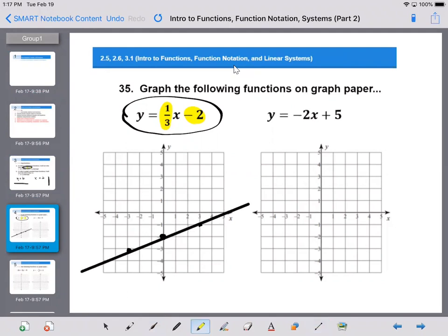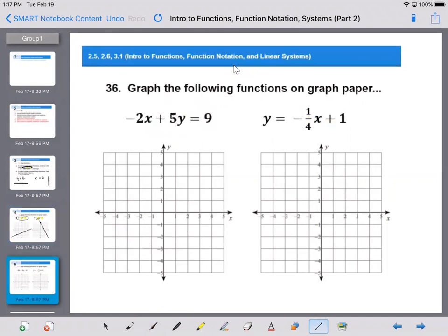Over here, we're starting at +5 on the y-axis, and then notice our slope here is -2, so that's understood to be divided by 1. So we're going to drop 2, or go down 2, to the right 1. Down 2, right 1, down 2, right 1, and then we're going to go ahead and draw our line.